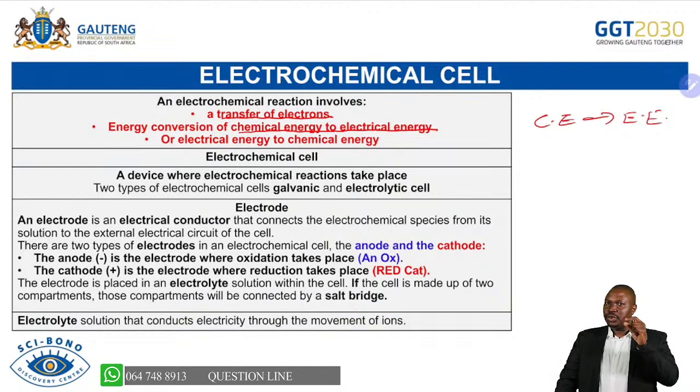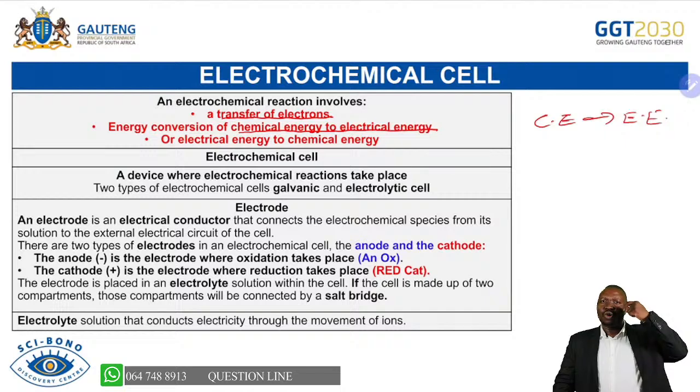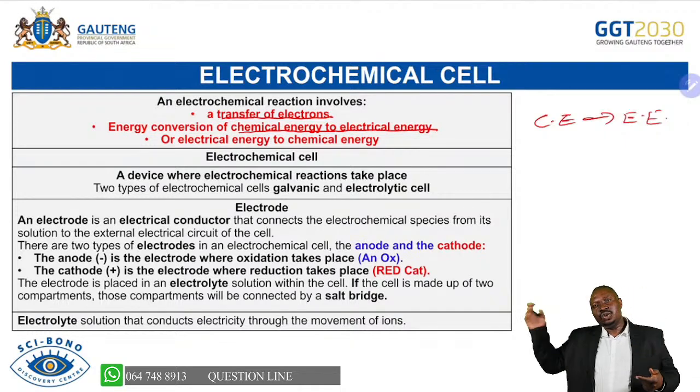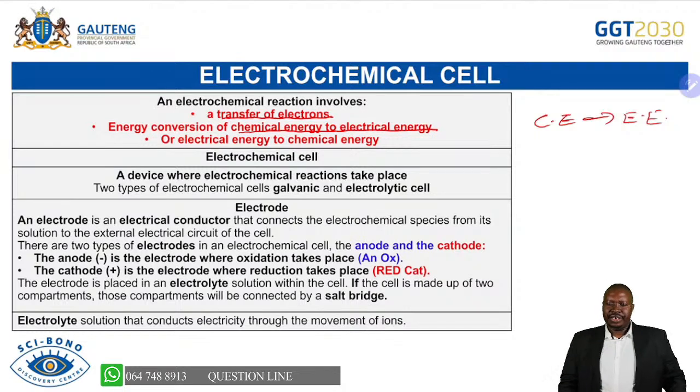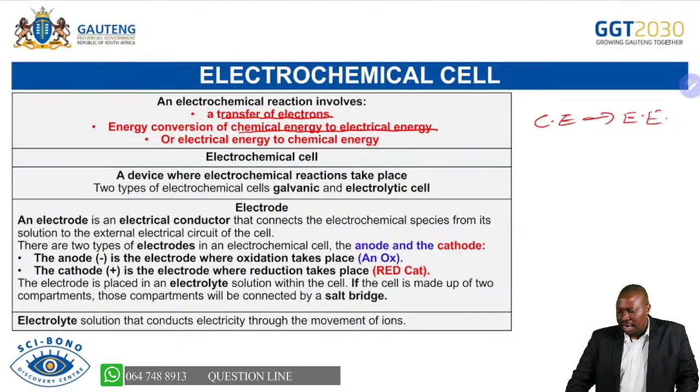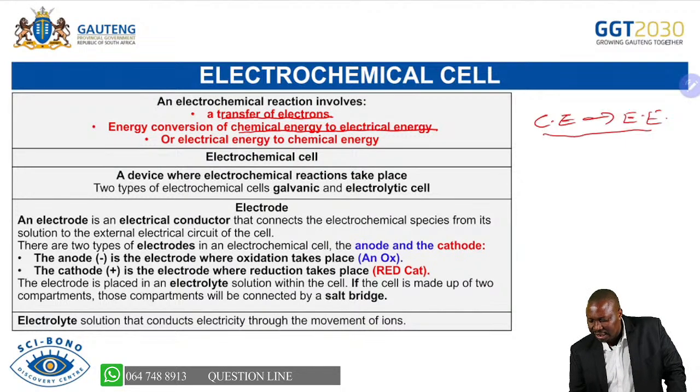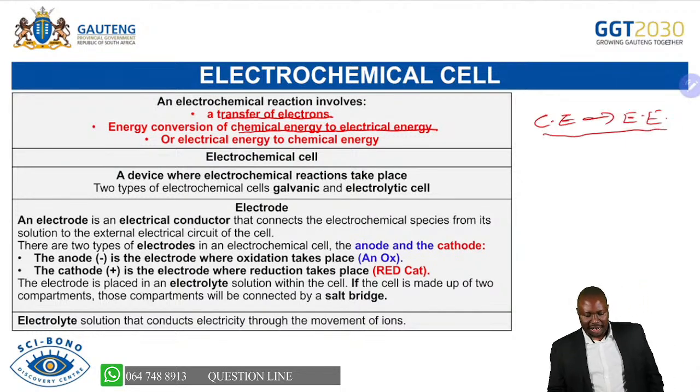But if you look at it, you will see that most of the things that we are generating energy still here. We are producing electrical energy. Even a generator was converting mechanical energy to electrical energy. But in paper two, in terms of galvanic cell, we are converting chemical energy to electrical energy. I hope I've clarified that, and it will help you as you study further.